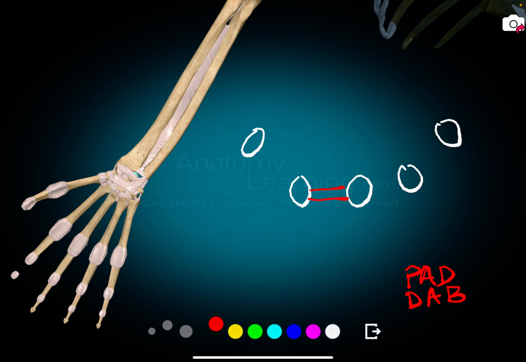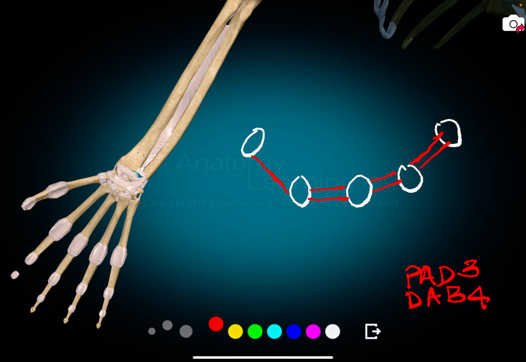They are interosseous, arising from the adjacent bones and getting attached to the extensor expansion. Now, there are 4 dorsal interossei and 3 palmar interossei. We'll understand why there are 3 palmar interossei and 4 dorsal interossei by understanding the action.